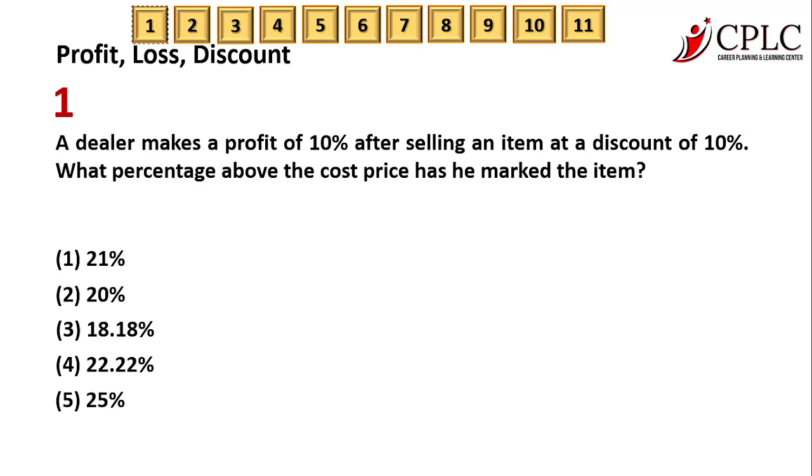So let's start with the solution. They say a dealer makes a profit of 10% after selling an item at a discount of 10%. What percentage above the cost price did he mark the item?